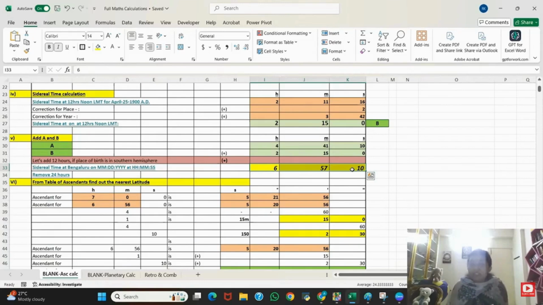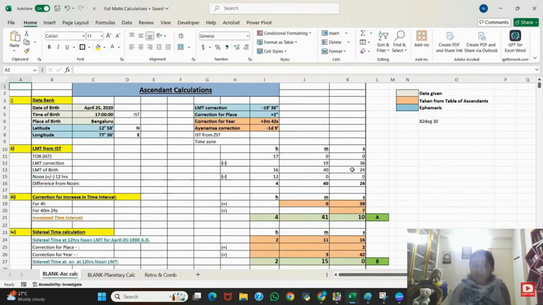I am again switching to English. So from the table of ascendants I have to find out the nearest latitude, and for that what is the hourly interval here. Because I know it is Bangalore and it is 12 degrees north, so if you see here it is 12 degrees north, so I am taking it here.